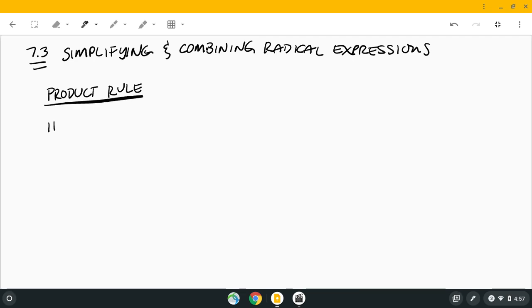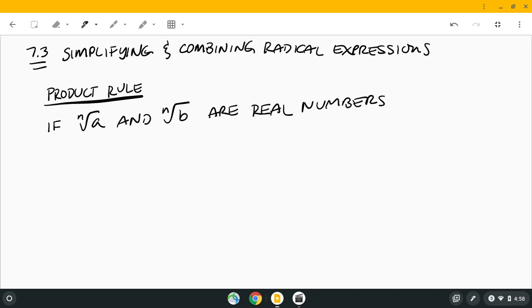Okay, so this states that if nth root of a and nth root of b are real numbers, then the nth root of a times b is the equivalent of doing the nth root of a times the nth root of b. Okay, so you can go both directions. So if you have it already multiplied out, you can split it up. If you have it split up, you can multiply them together.